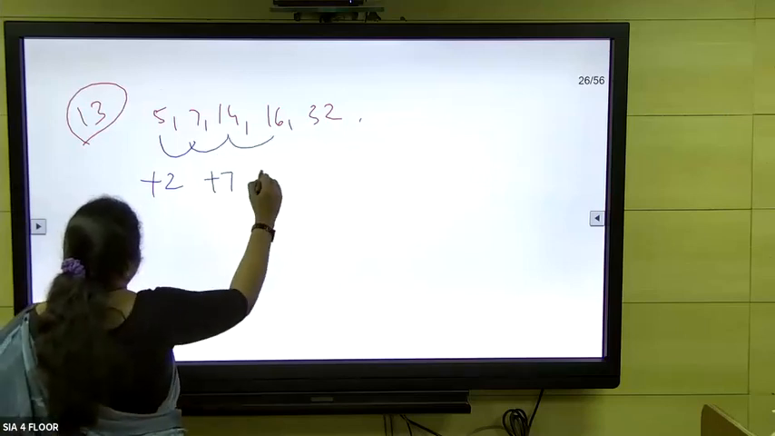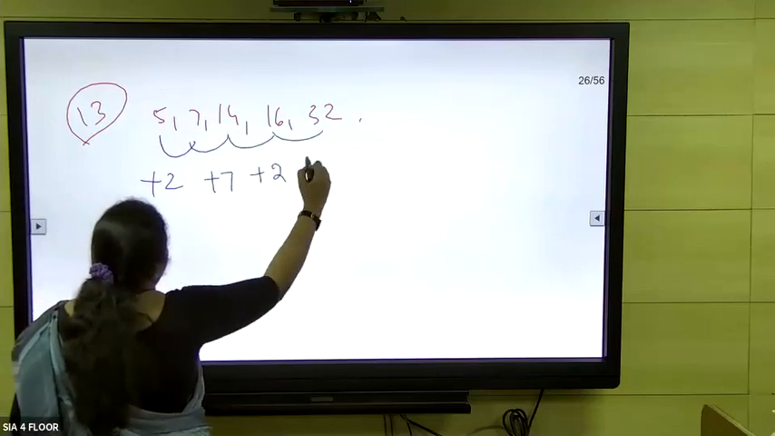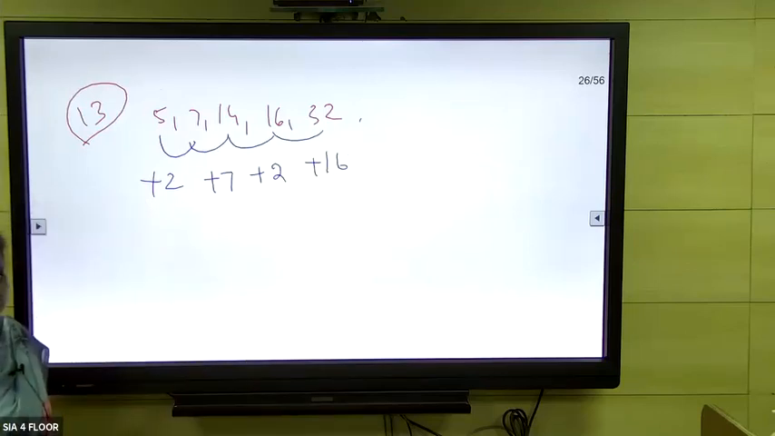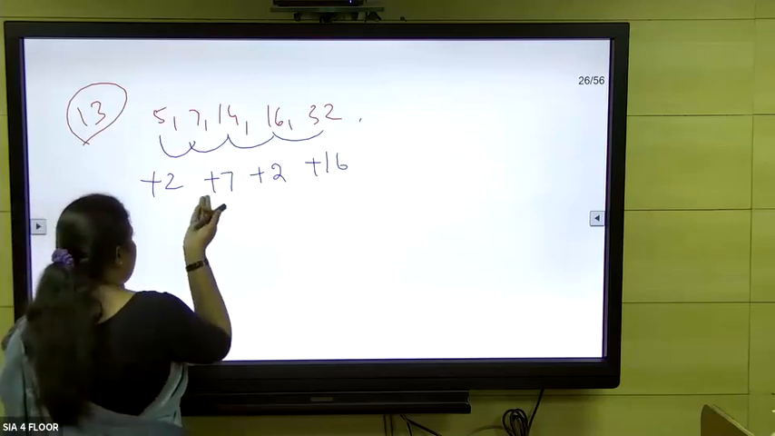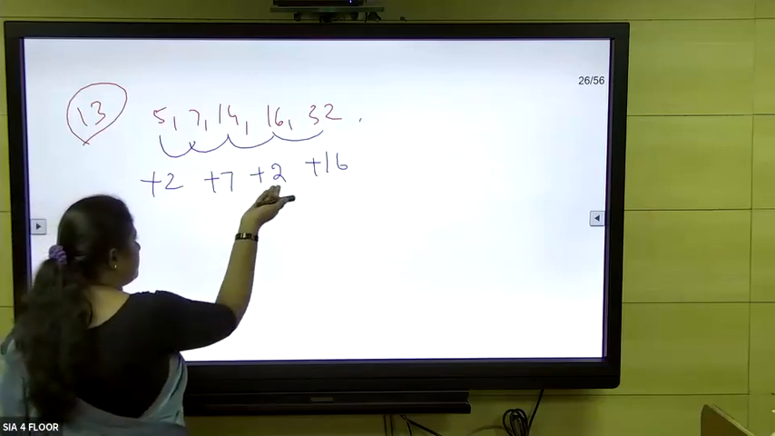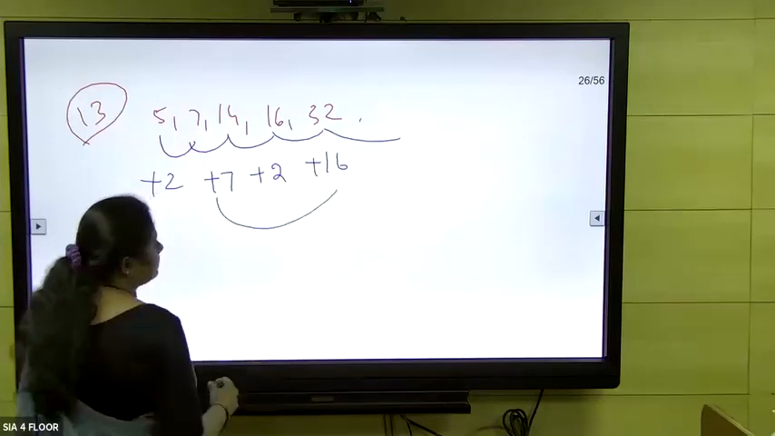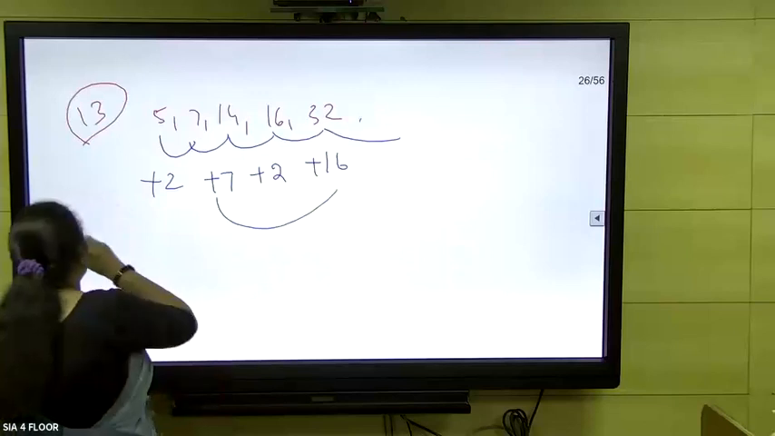7 and plus 2 plus 16. Now, a mistake you should not do, I'm telling you, listen: some students think that plus 2, plus 7, plus 2, plus 16, and they are not trying to connect these two. That doesn't have any logic. But the other one has this logic.